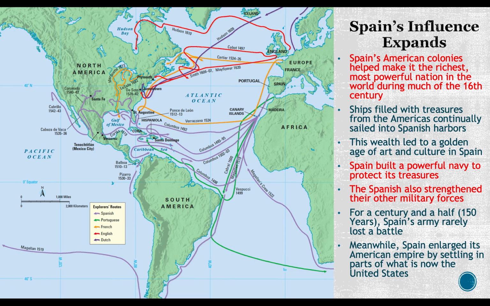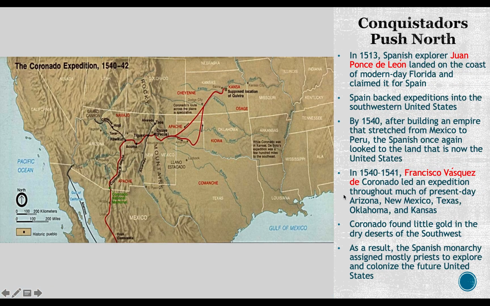Spain built a powerful navy to protect its treasures, and the Spanish also strengthened their military forces. And for a century and a half, that's 150 years, Spain's army rarely lost a battle. Meanwhile, Spain enlarged its American empire by settling in parts of what is now known as the United States. So they were going to start down here in the Caribbean, come into Central America, South America, and then eventually go into North America.